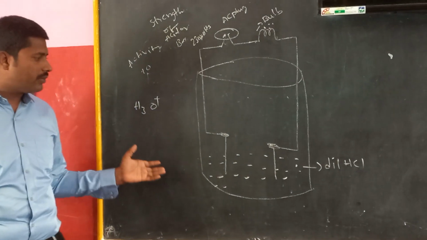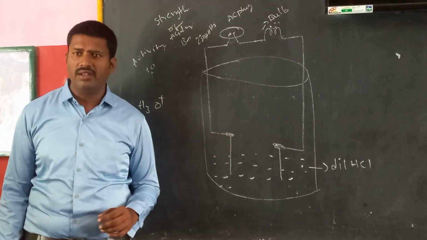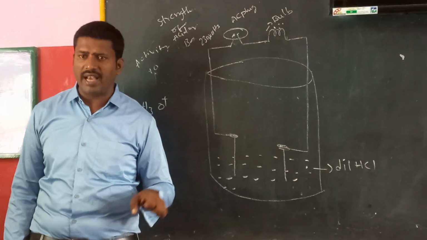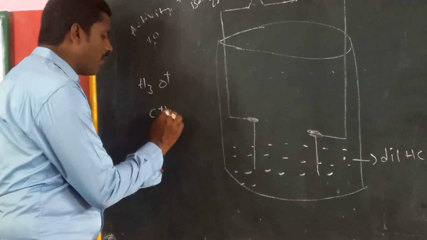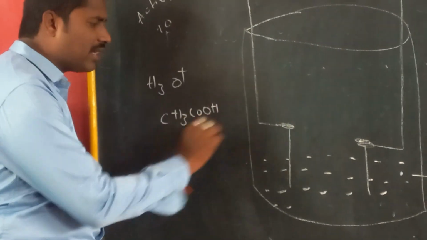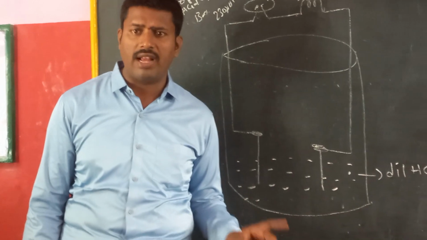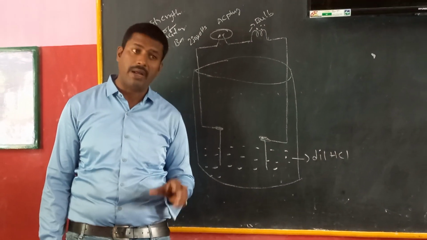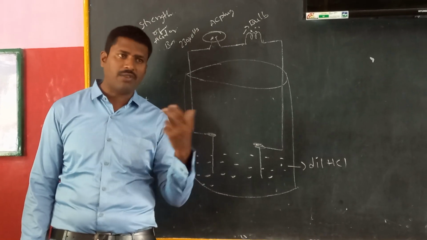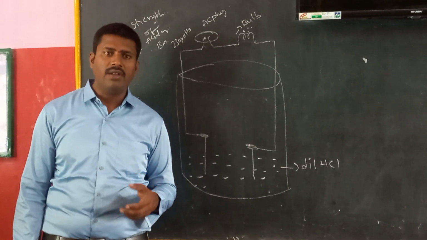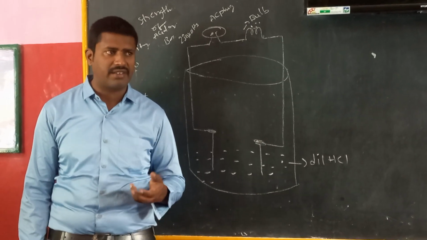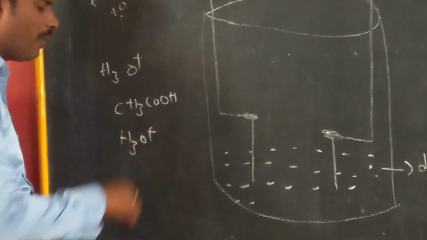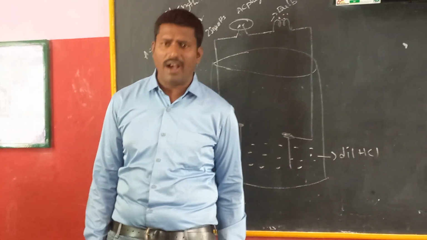Now remove this dilute hydrochloric acid, and in its place, replace it with acetic acid, CH3COOH. When you replace dilute hydrochloric acid by acetic acid, the bulb will not glow that brightly. The bulb glows, but it will not glow more brightly. It indicates that this is a weak acid and it has fewer H3O+ ions. It has fewer hydronium ions.